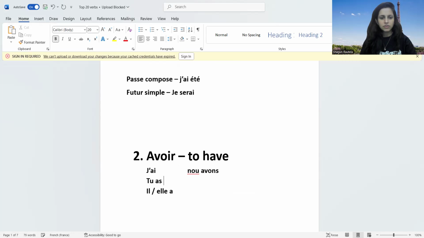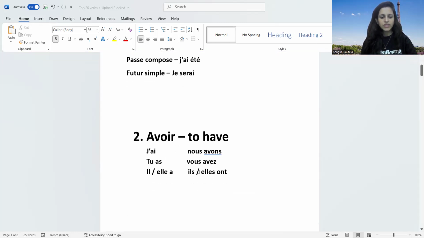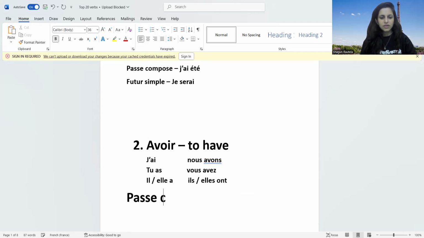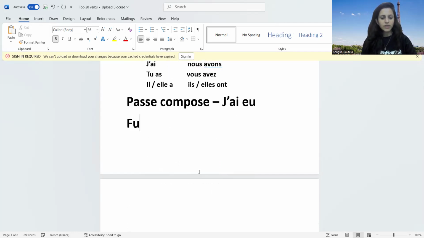nous avons, vous avez, ils, elles ont. And the same verb, when you do it in passé composé, the past participle of this verb is eu. So, j'ai eu. Futur simple of this verb is, so from next time I'll write PC and FS, for passé composé and futur simple, aur, so it becomes j'aurai.